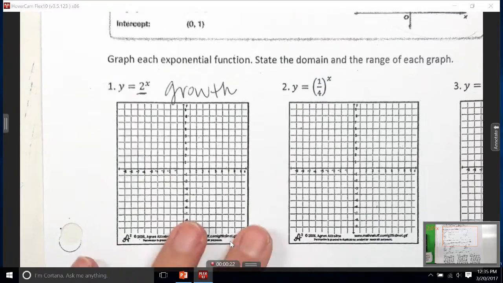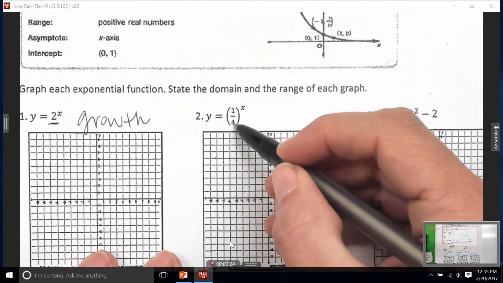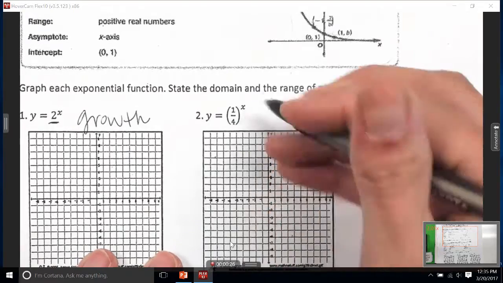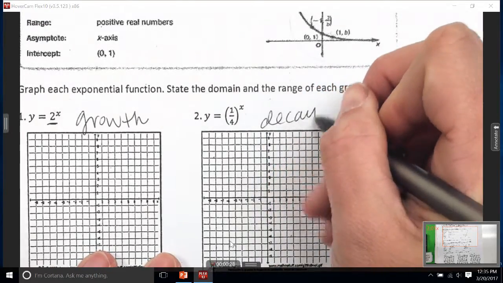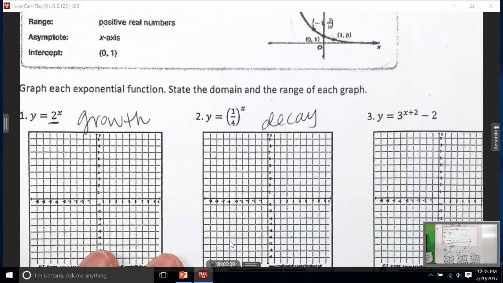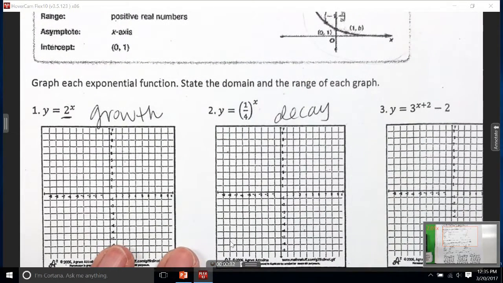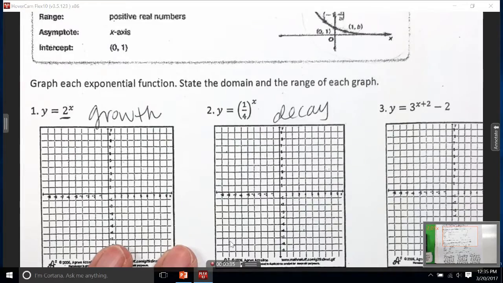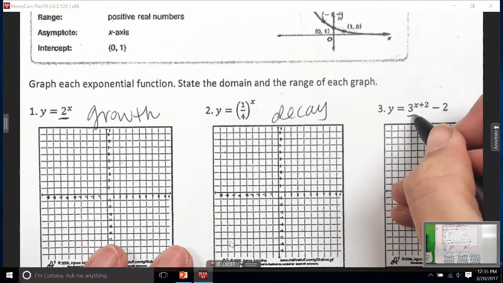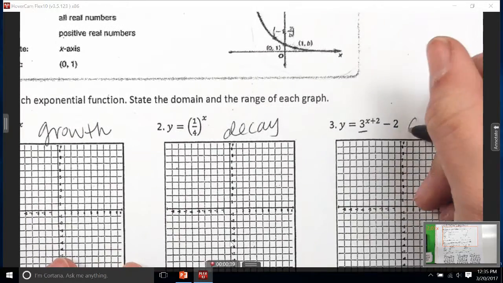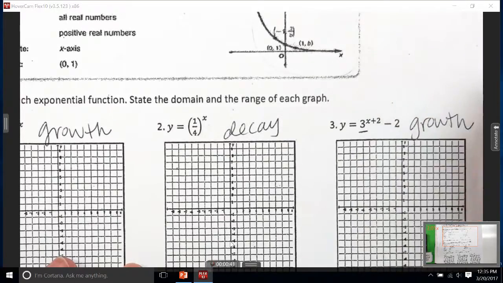Alright, this one is what? Decay, because the 1/4 is what the exponent has, and it's in between 0 and 1. So this will be exponential decay. What about the next one? Growth, because what's the number we're looking at? Just 3, right? 3 is the only one with the exponent. And so this will be growth because 3 is bigger than 1.